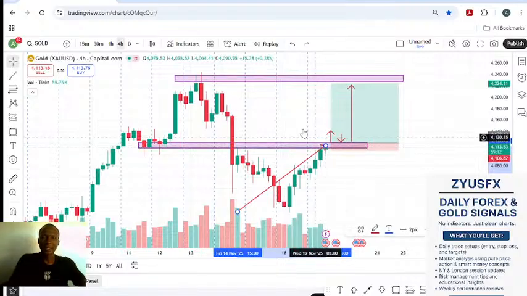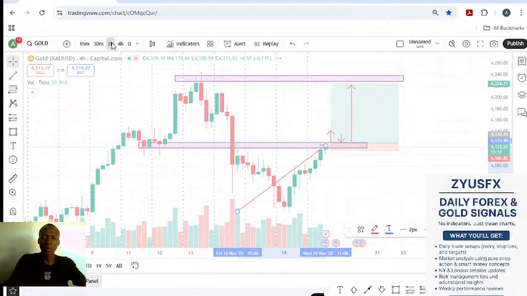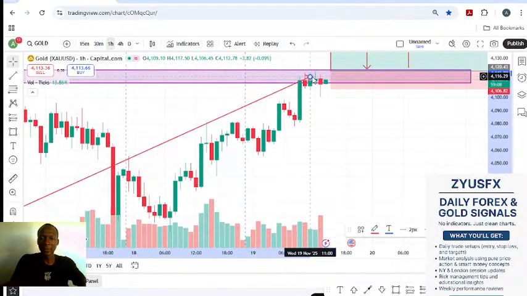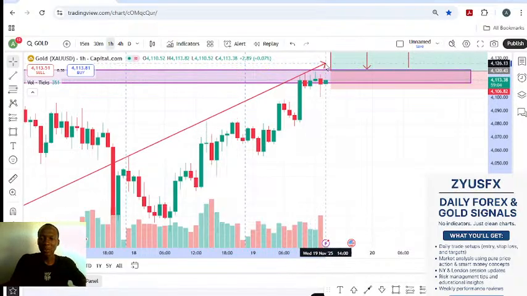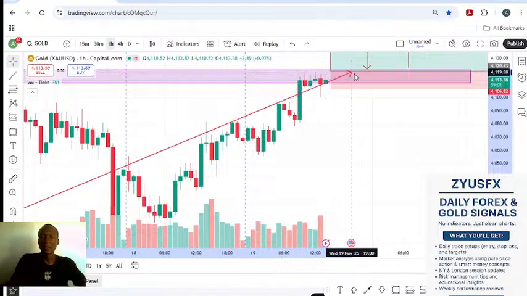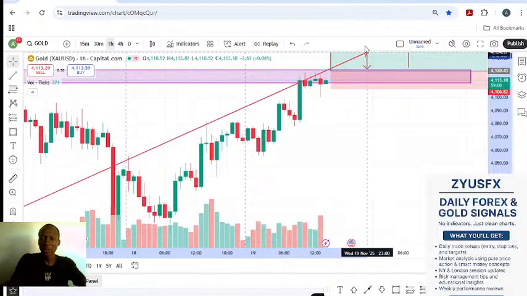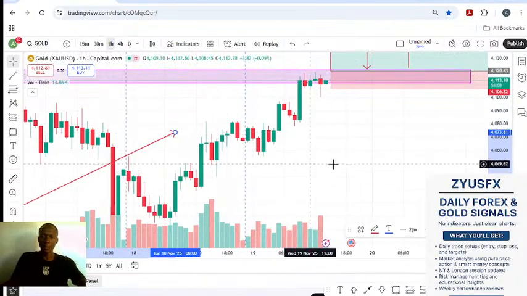All I want to see is a 1-hour candle close above the level. I want this candle to close above the level, and I'll look for the retest and continuation up. So that's what I'm waiting for.